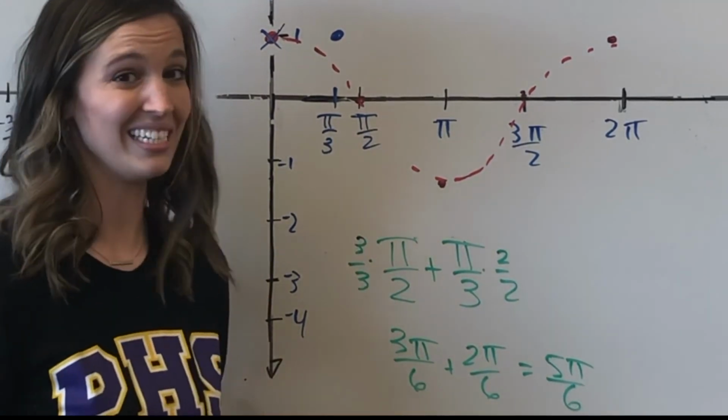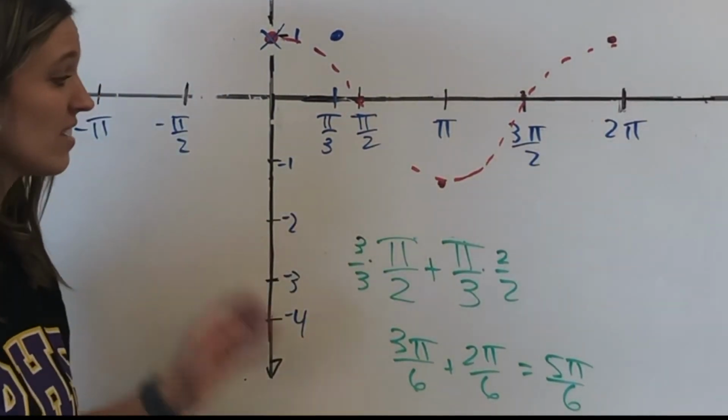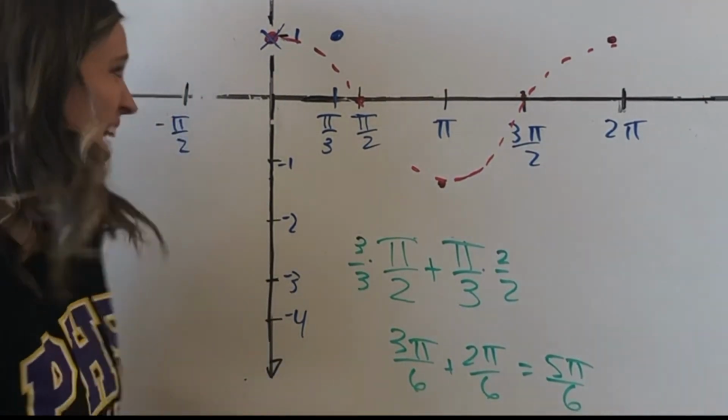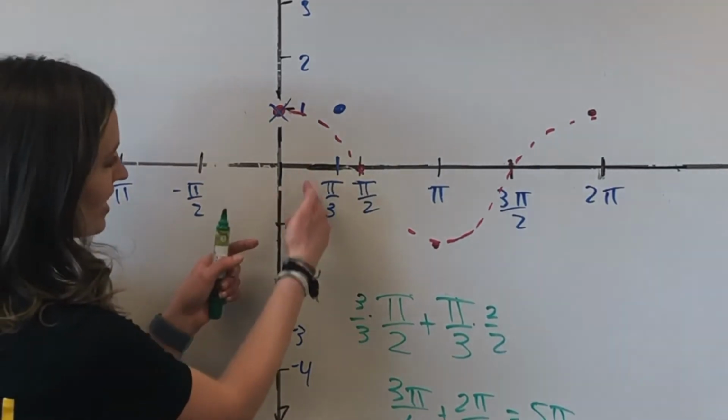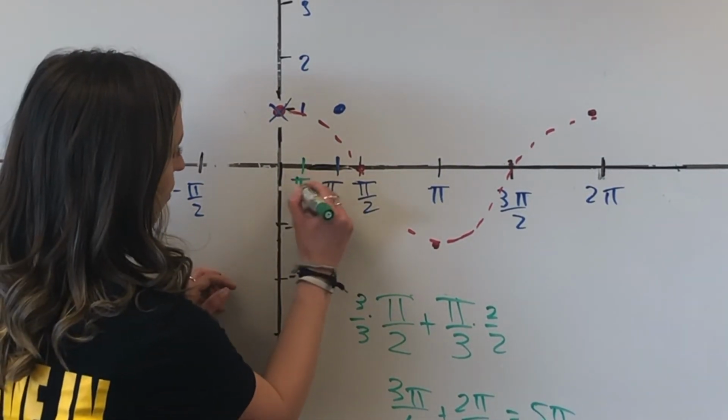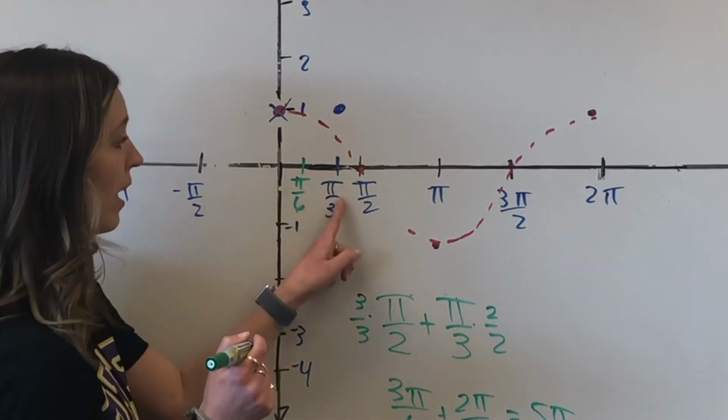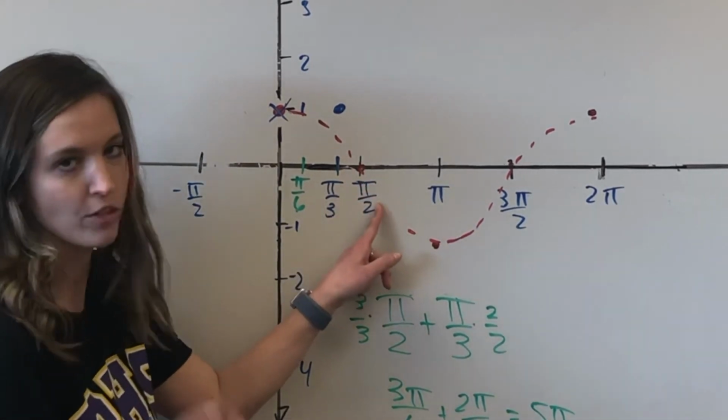So it might be a good idea to retick my whole axis in terms of pi over 6's. That way, all I have to do is sit and count. Reticking with pi over 6. So pi over 6 would happen right about here. So there's my 1 pi over 6. And then 2 pi over 6 is pi over 3. 3 pi over 6, pi over 2.